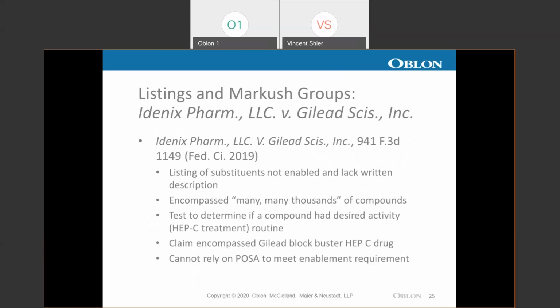So the Federal Circuit held that the listing of substituents was not enabled and also lacked written description because it encompassed many thousands of compounds, making the listing almost essentially unlimited. The Federal Circuit agreed with the district court's calculation that the formula alone discloses more than 7,000 unique configurations of 2-methyl-up nucleosides, and thus reached the same conclusion that the amount of testing required for the compounds in the specification alone for efficacy against the hep C virus weighs in favor of non-enablement.